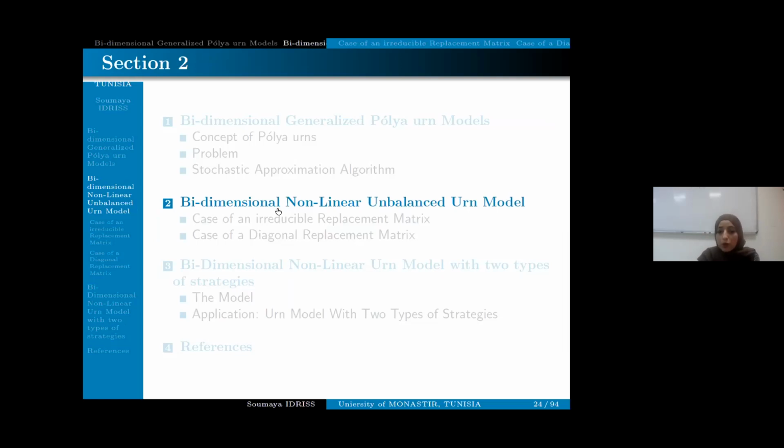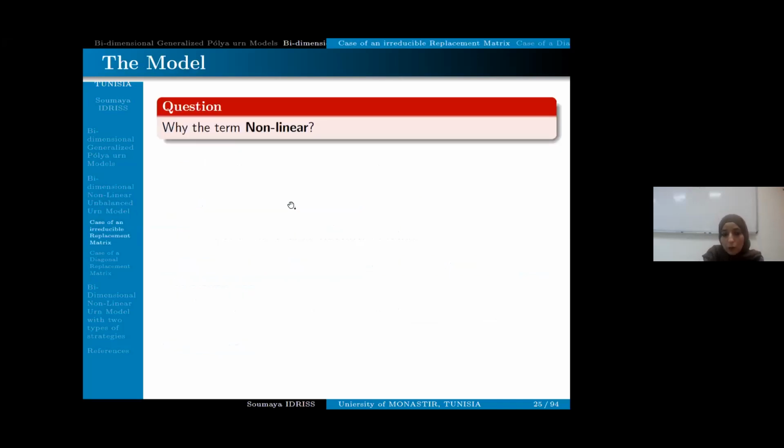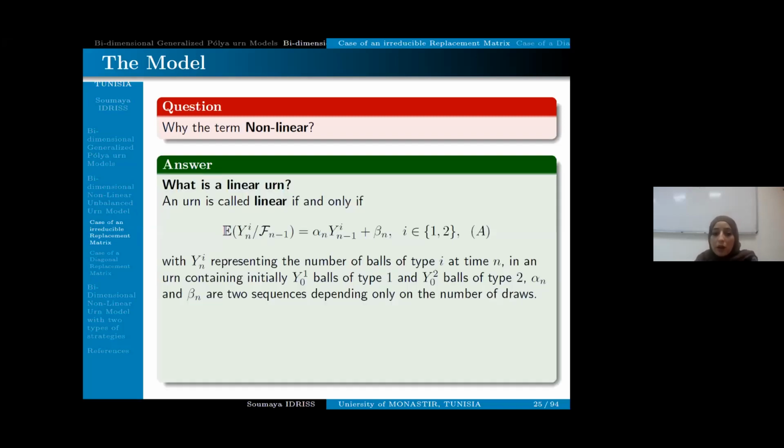Now we move to the second part of this exposé, which is the bidimensional nonlinear unbalanced urn model. We start with the first case, which is the case of an irreducible replacement matrix. First of all, why the term nonlinear? As a matter of fact, I think it's in the work of Professor Hussam and Cuba that they defined a linear urn as follows.